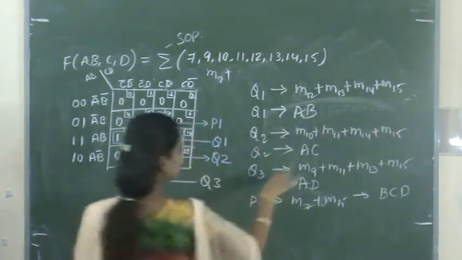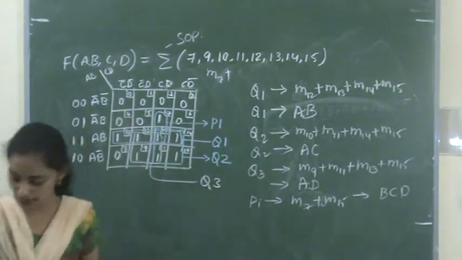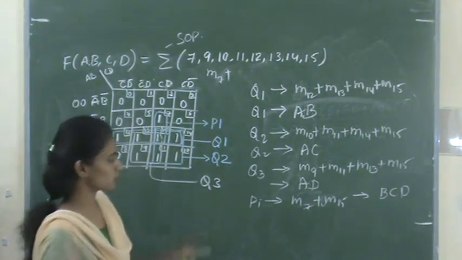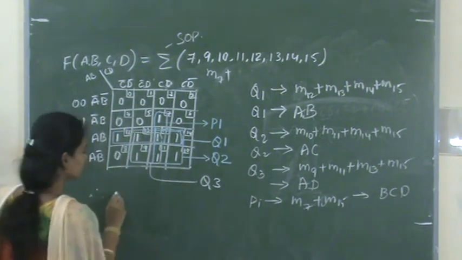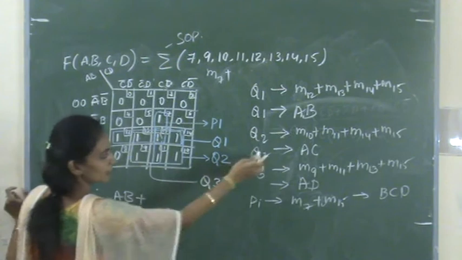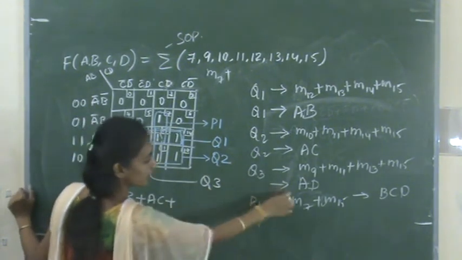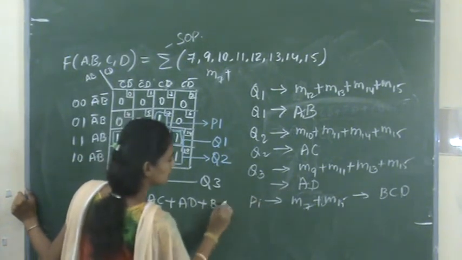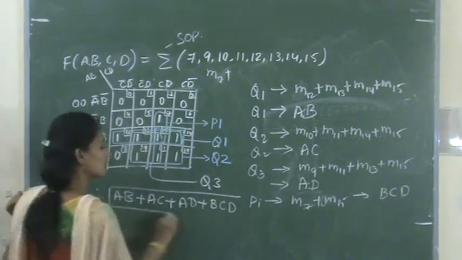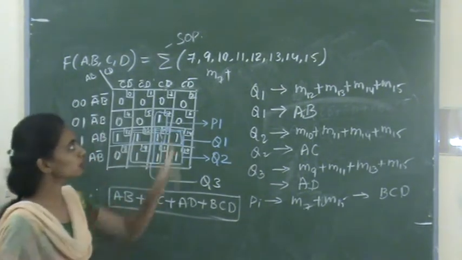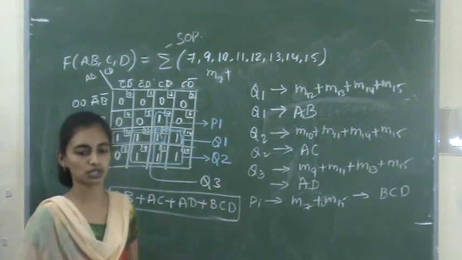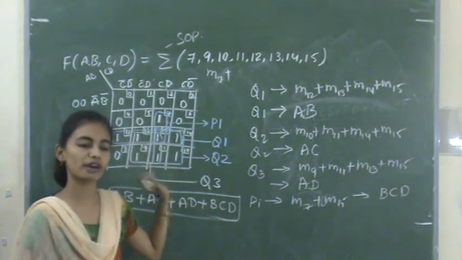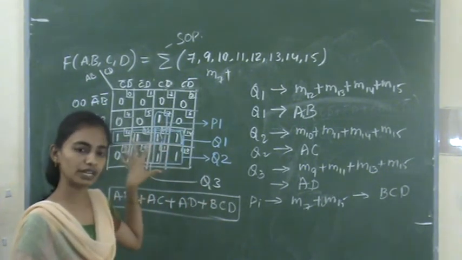So after doing this, finally we have to write the final simplified expression. What is the final simplified expression? That is AB plus AC plus AD plus BCD. So this is the final reduced expression of this Boolean expression. Like this we have to reduce. This is very important for 5 marks. This is a definite question.